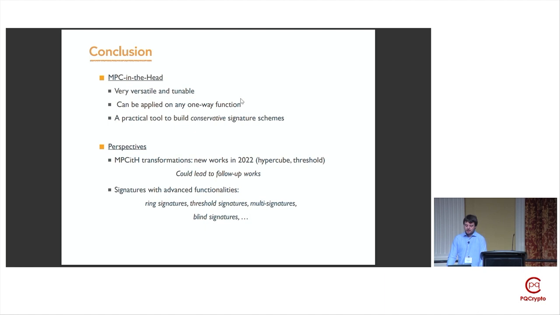And since now we have succeeded in obtaining signature sizes with quite interesting performances, I think the next step would be to build signatures with advanced functionality like ring signature, threshold signature. Since there is already some structure in the schemes, there is already a sharing of the secret, etc. There is already an MPC protocol inside. We could think that it would lead to efficient signatures with advanced functionality. But it's just a guess. There are only a few results about it, about the ring signature, and no result, I think, for the rest.